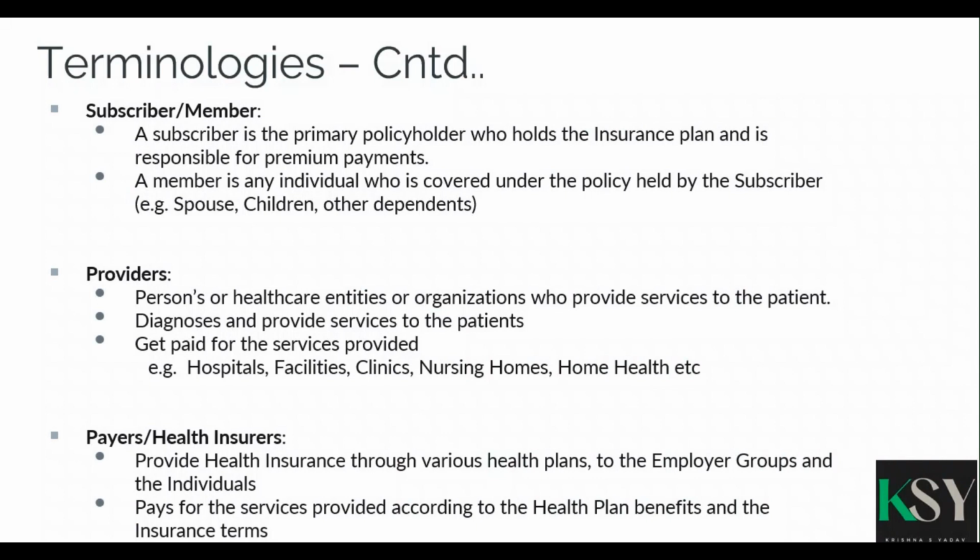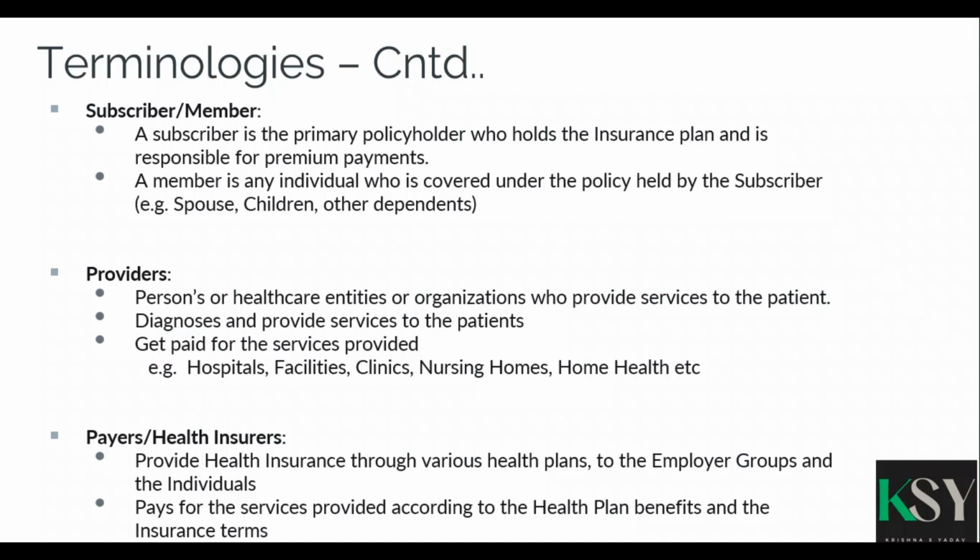All right. So a subscriber or member: the primary policy holder on the insurance plan is called a subscriber, and any dependents who are under the subscriber's policy are called members. And in a way, a subscriber is also a member. So if an individual ABC has three dependents under his plan, that plan would have four members, and one of them, the primary individual, is called the subscriber.